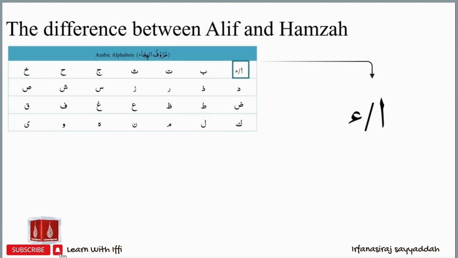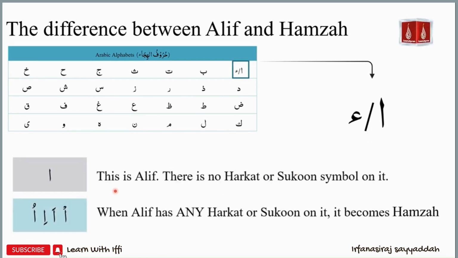Now that we have learned about harakat and sukoon, let us go back to the chart of huruf al-hija. And you will notice that the first alphabet actually has two symbols associated with it. For those of us who are familiar with Urdu text, this symbol in the alphabet is called alif, and this symbol in the Urdu alphabet is called hamza. But what is the difference between these two when it comes to the Arabic text? In the case of Arabic, this symbol by itself is called alif.